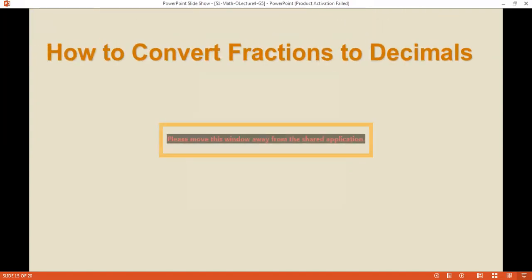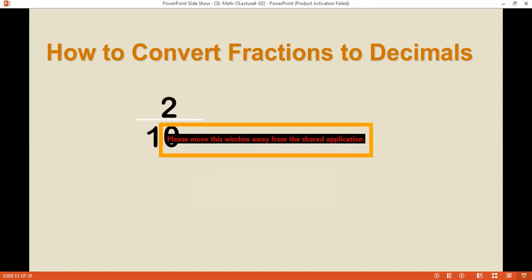Now I'm going to explain something new. How do I write a fraction as a decimal, and how do I write a decimal as a fraction? Pay attention, all of you. How do I convert fractions into decimals, and how do I convert decimals into fractions?